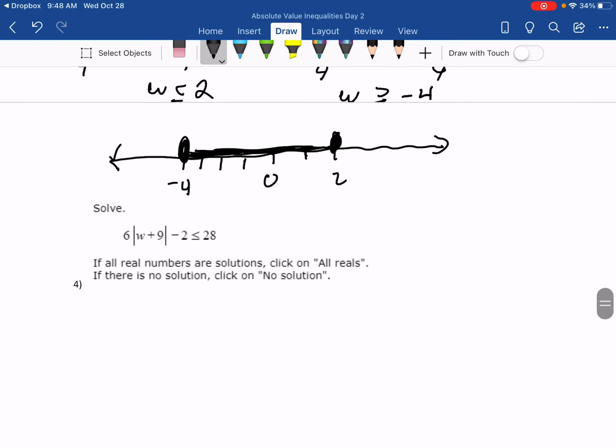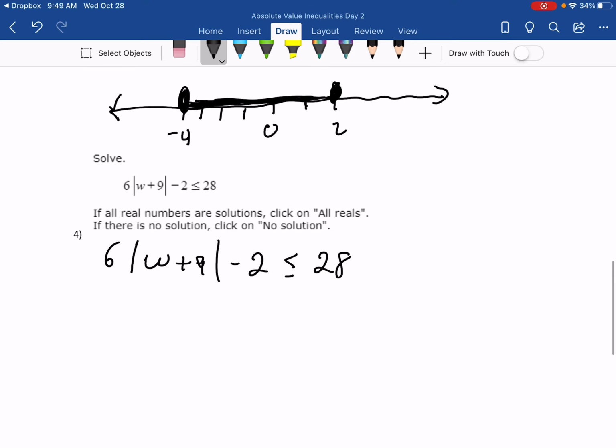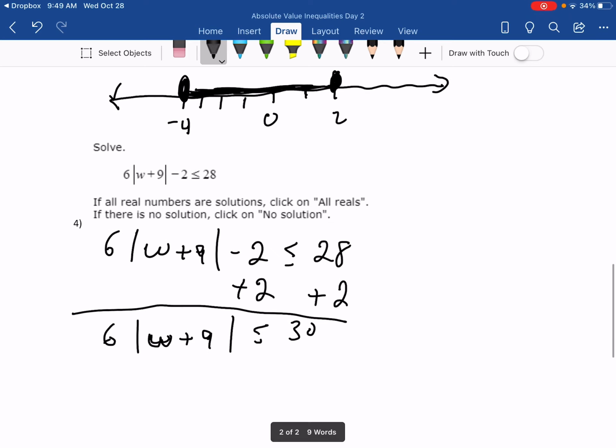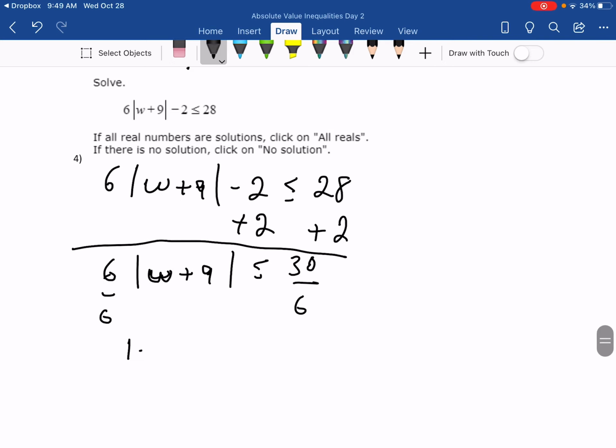Number 4. Okay, number 4, the bars are not isolated. I'm going to rewrite the problem down here. So first we want to get rid of that 2. Let's add 2 to each side. Now we want to get rid of that 6. That 6 is multiplying the absolute value bars, so we'll divide to get rid of it. Which gives me absolute value w plus 9 less than or equal to 5.